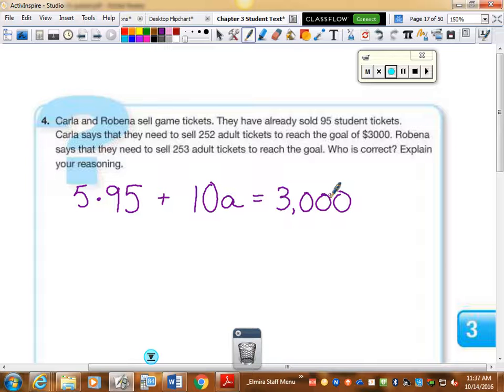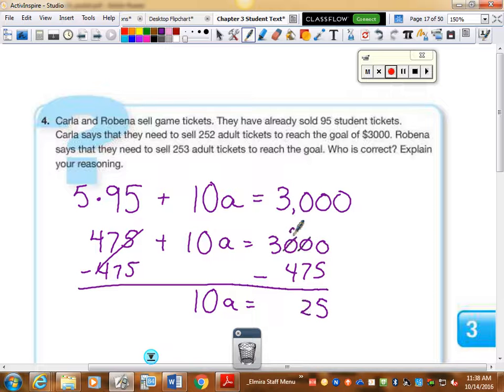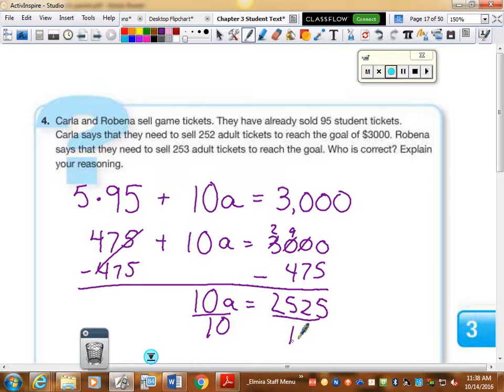There's a couple ways you could go from here. 5 times 95 would be 475. Let me check that. Now we could pretty much solve this like a basic 2-step from here. So subtract 475, subtract 475, and I get 10A equals 2,525. Divide both sides by 10. Now mathematically it comes out 252.5.